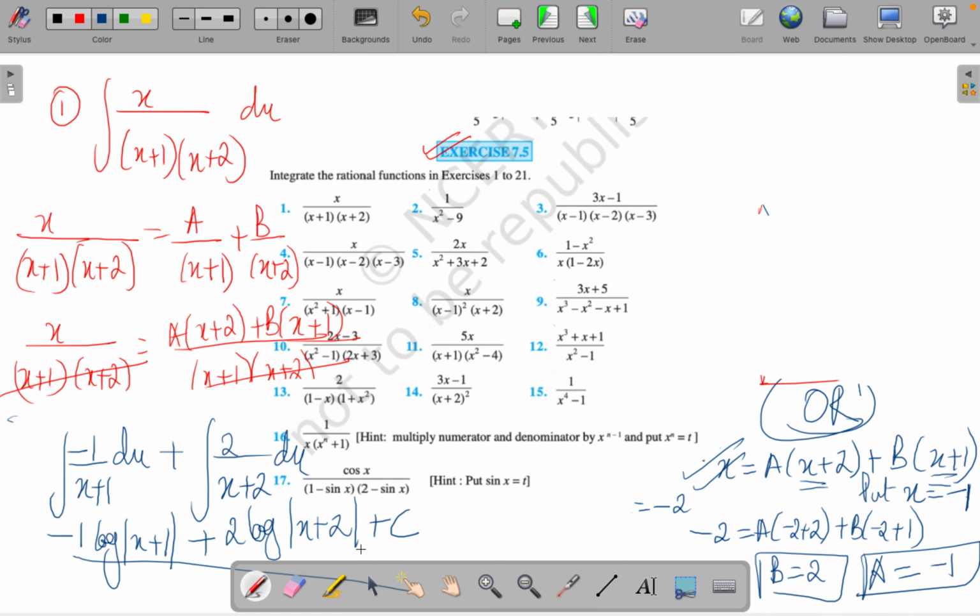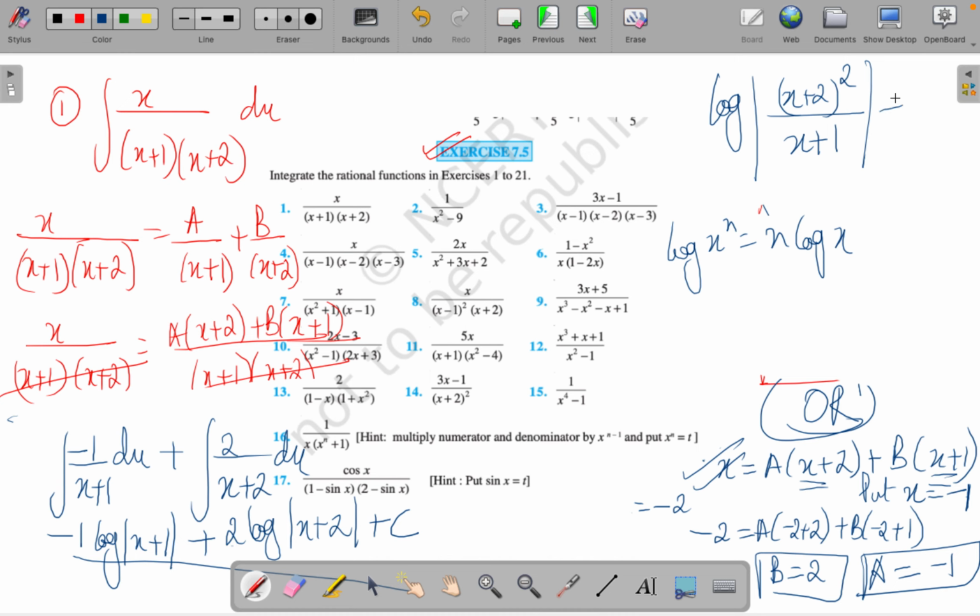Again, you can simplify. Whenever logs are there, we can combine the terms. You remember log x to the power n can also be written as n log x, and when there is a positive sign it comes in the numerator and minus means it comes in the denominator. So the answer is log of x plus 2 whole square upon x plus 1 plus c. So this is the final answer. This is a way to do a question using partial fraction where degree of numerator, I am repeating again, is lesser than that of denominator.